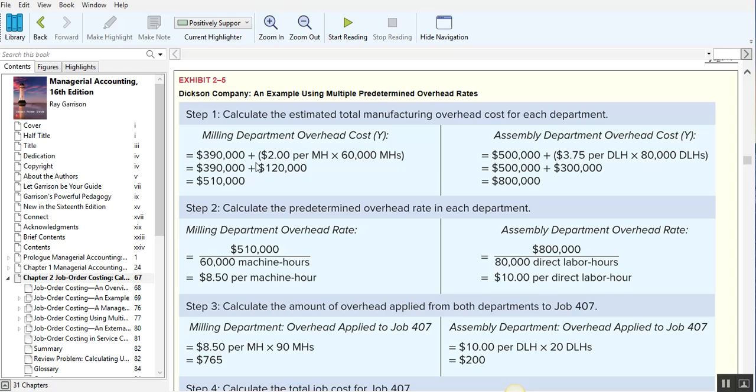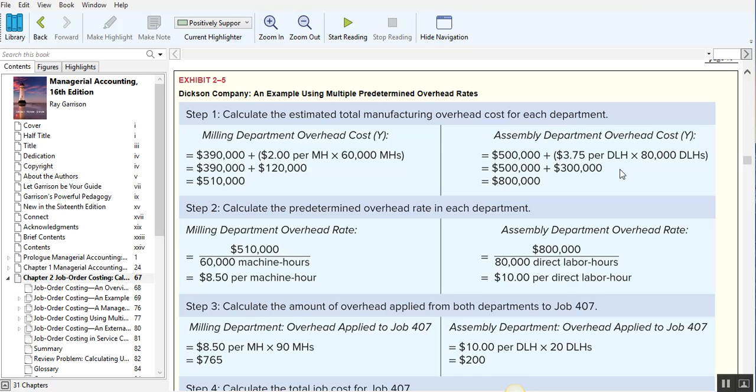So we identify the fixed, the rate per man hour, and then how many man hours there were. And so we're going to add all those together to calculate that estimated manufacturing overhead cost. The assembly department is similar. Here, instead of machine hours, we're looking at direct labor hours. So we're figuring, okay, in the assembly department, it's going to be more labor intensive than it is in the milling department. In the milling department, you're probably running these products through a milling machine.